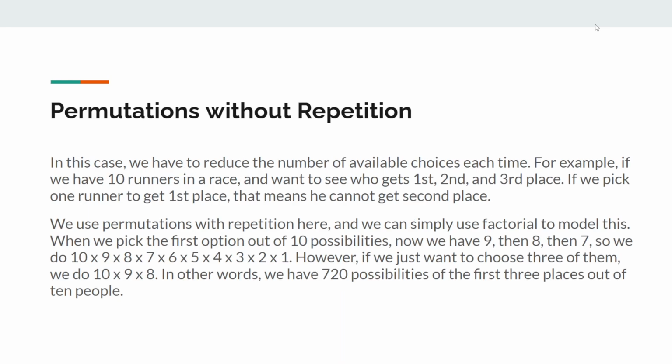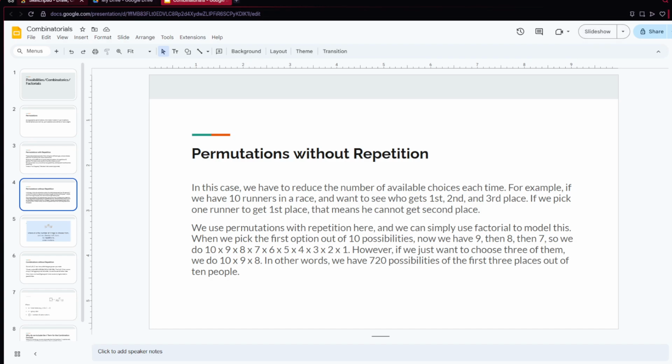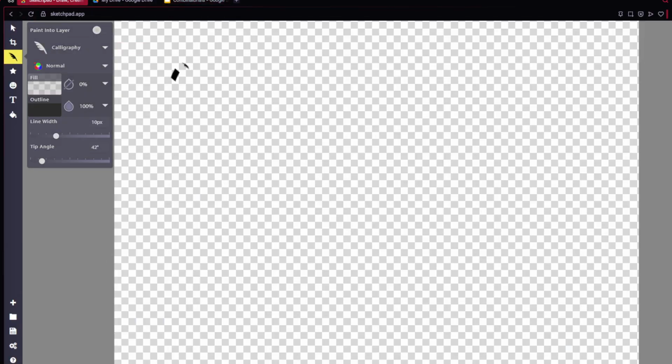So let's go to permutations without repetition. And for me, this is a lot easier to understand, or for like the basic people, for basic understanding. In this case, we want to reduce the number of available choices each time. And this one is a little bit easier to understand simply because it happens in real life situations.